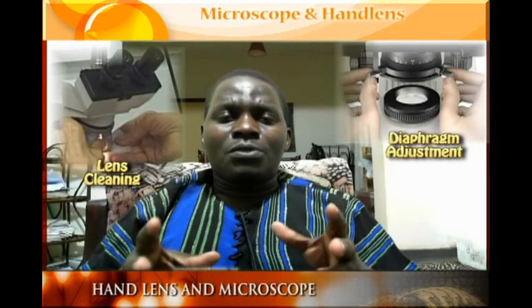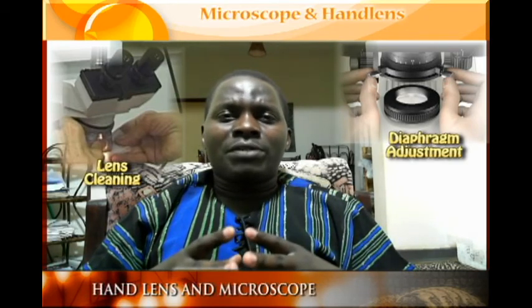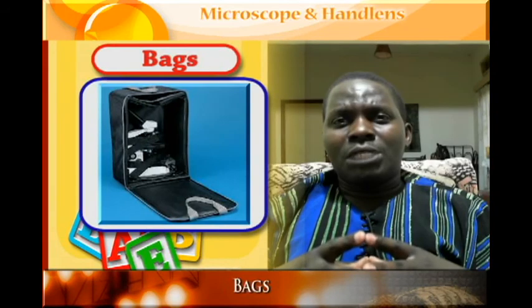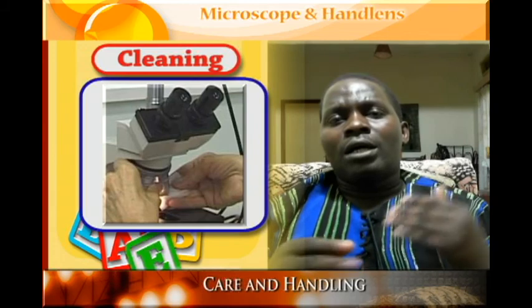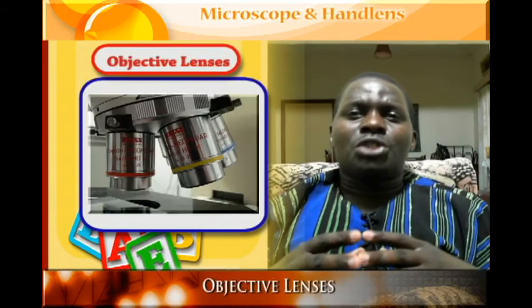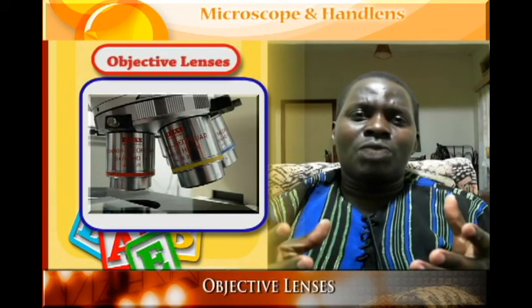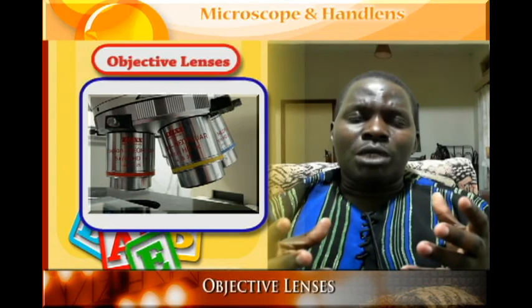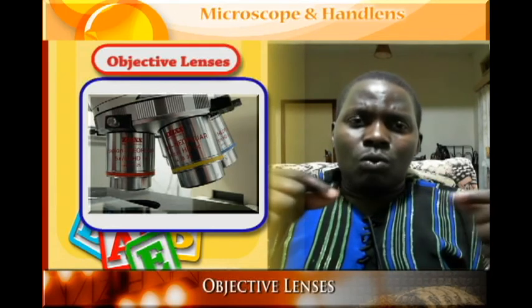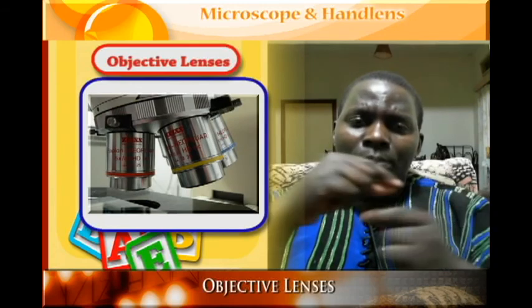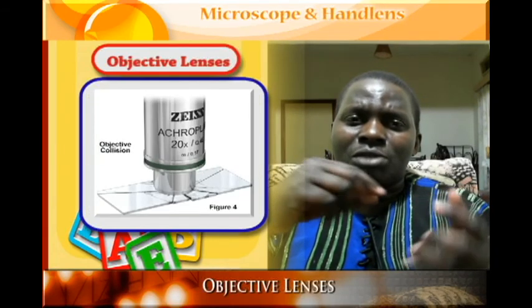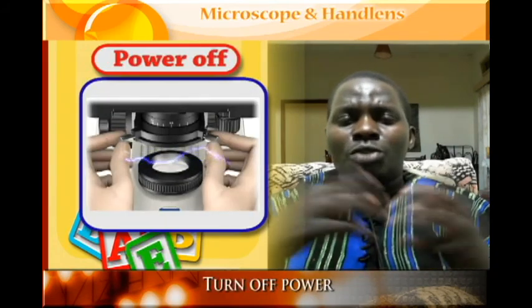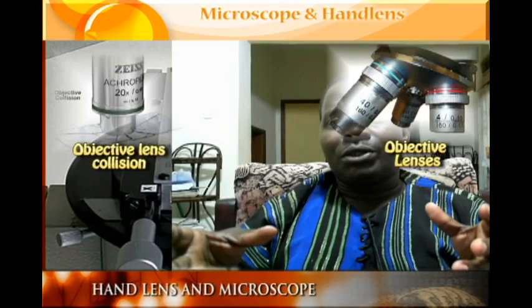Then, to summarize, we should be very careful with a microscope and handle it with care. We should keep it in a bag. We should clean it very well to wipe off the oils and dust. We should also try to use it properly, so that the objective lenses do not come into contact with the specimen, and then we should turn off the power when we are not using it.